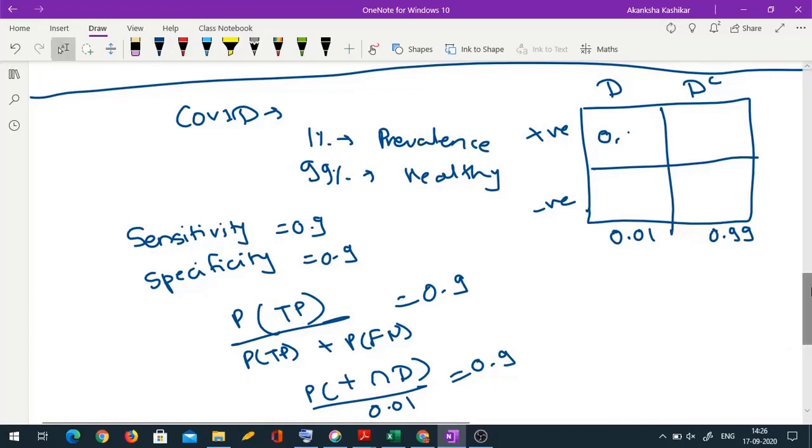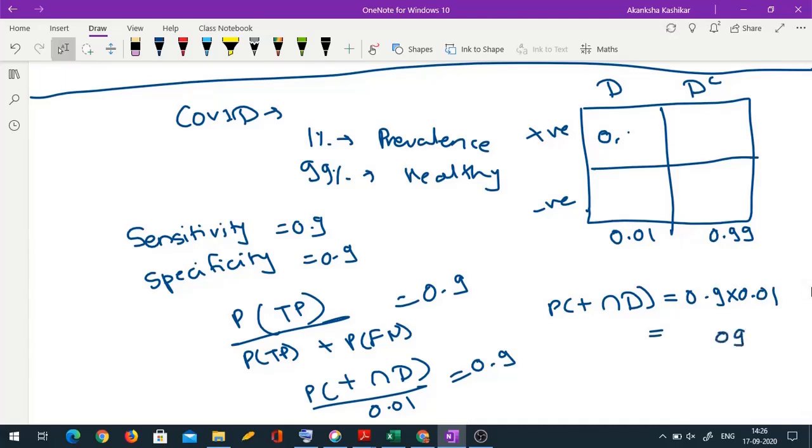So probability of positive intersected with D is 0.9 into 0.01. What is this number? This number would be 0.009. By subtraction, this number has to be 0.001. So my sensitivity of 0.9 tells me something about these two numbers.